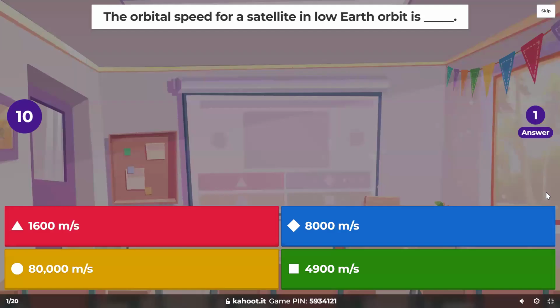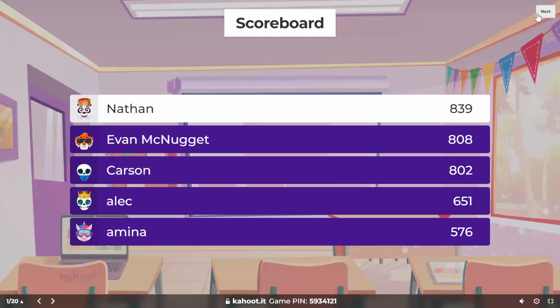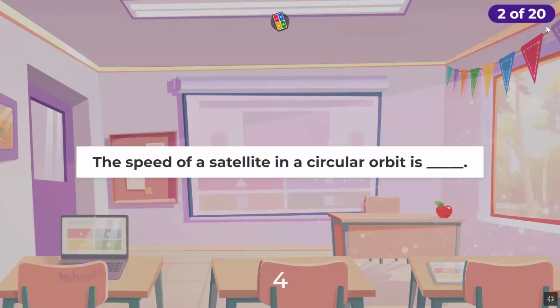Satellites. The orbital speed for a satellite in low Earth orbit is? 8 kilometers per second. There you go. Orbital speed, Earth numbers. All right, points on the board: Amina, Alec, Carson, Evan, Nathan.